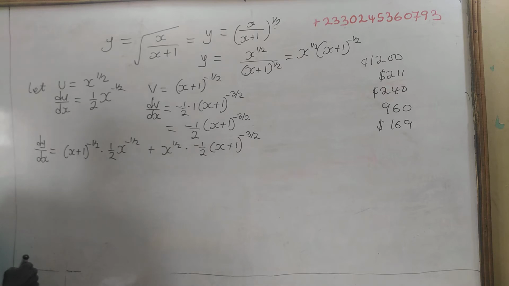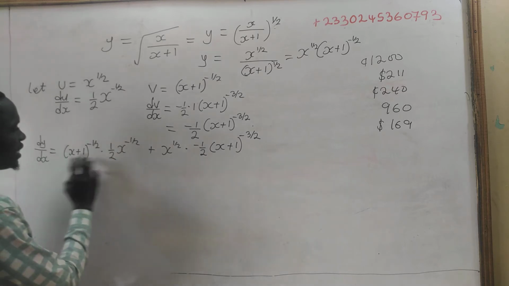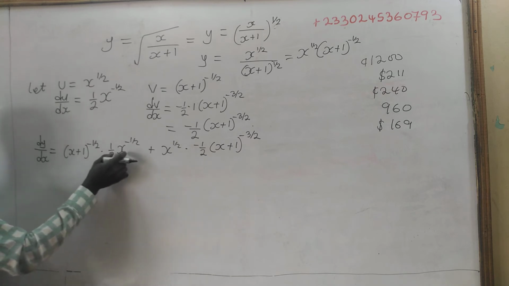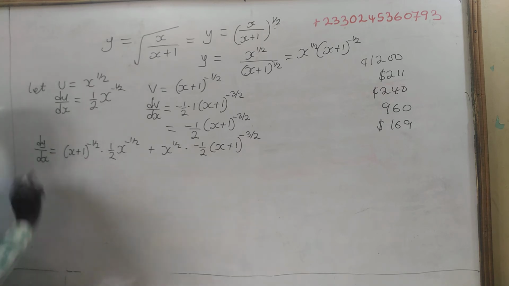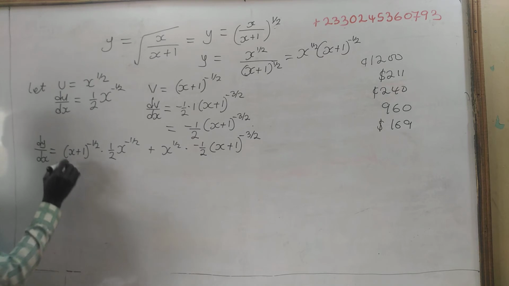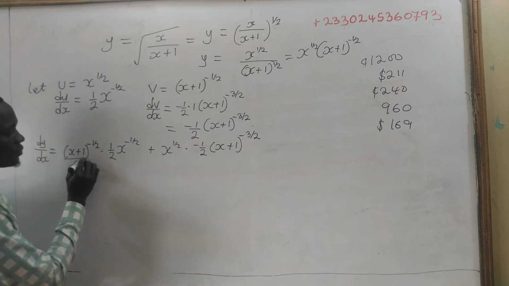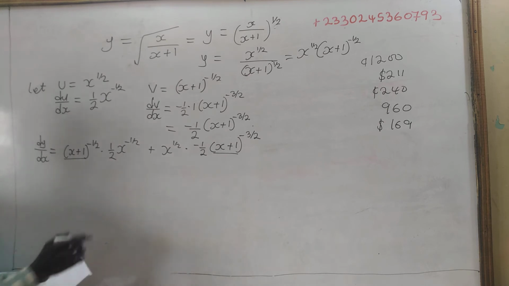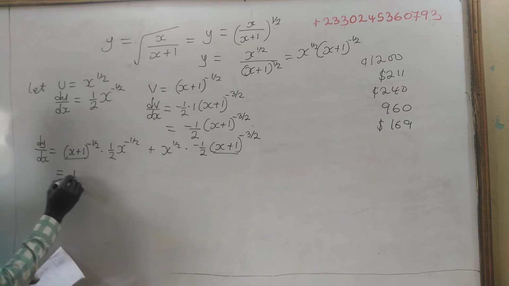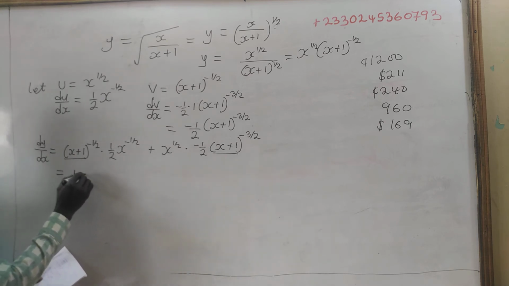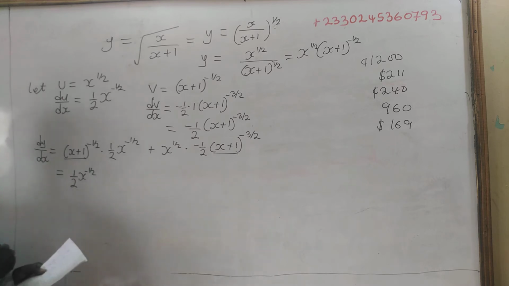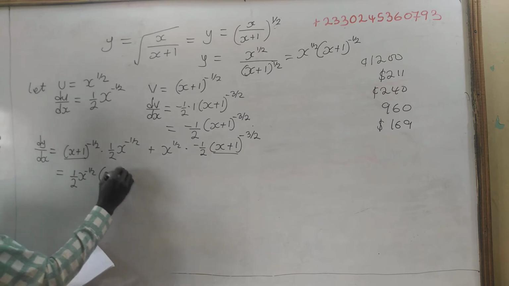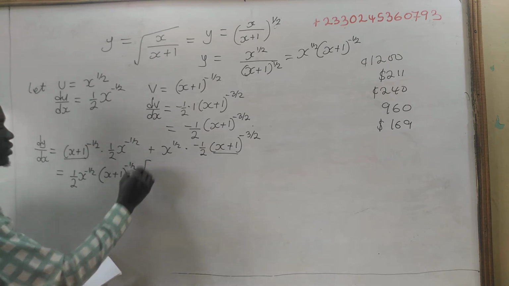Very simple as that. Now, there's no need for expansion because this one has this power. You cannot multiply this one through. So, you can factorize. You have this one here and you have this one here. So what we are going to do is factorize 1/2 times x to the power negative 1/2 and (x+1) to the power negative 1/2 out.